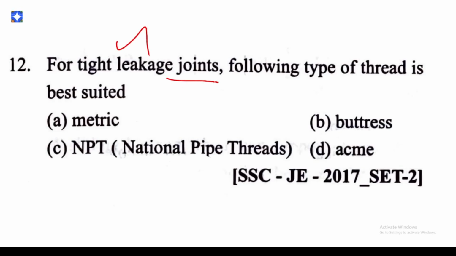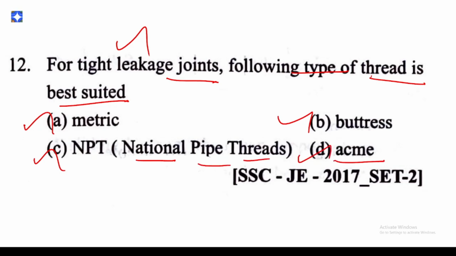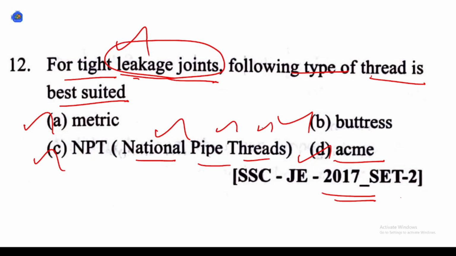For tight leakage joints, the following type of thread is best suited. Option A, metric. Option B, buttress. Option C, NPT, National Pipe Threads. And option D, Acme. This question was also asked in the same year 2017 set 2. It is actually something related to pipes. For tight leakage joints, generally for pipes carrying fluid over a longer distance, we go for national pipe threads in general to avoid leakage. So I can say that option C would be the correct answer. So let's move on to the next question.